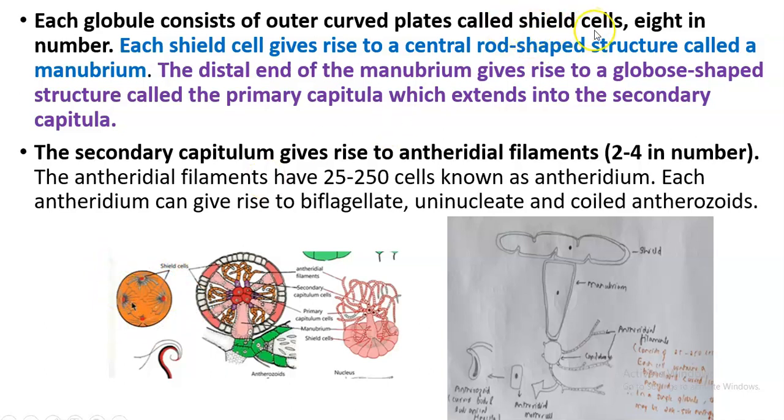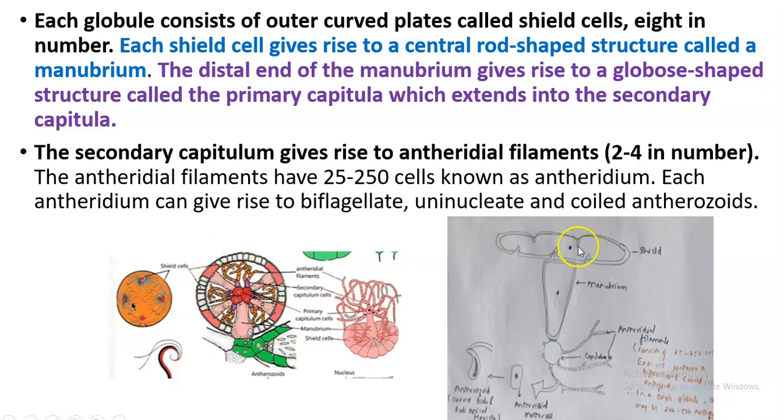These are 8 in number. We'll see how it became 8 in number. Then each shield cell gives rise to a central rod-shaped structure called manubrium. When we are cutting this particular globule, we can see this internal structure, and I have taken one section out of it, just like we cut a cake. This is that section.